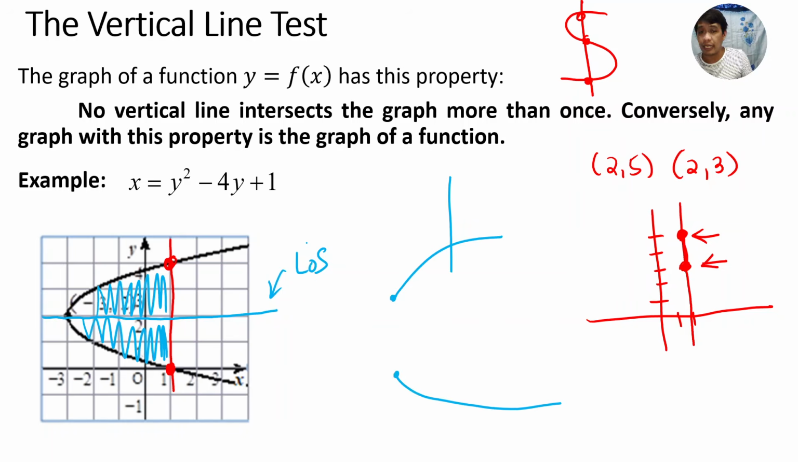So, pag nag-draw tayo ng line, it is now considered a function. So, paano natin siya magagawa? Pwede natin isolve yung y in terms of x. Kasi ang given ng equation natin, x as a function of y. So, ang target natin, kukunin natin yung y as a function of x. So, paano natin yung gagawin?